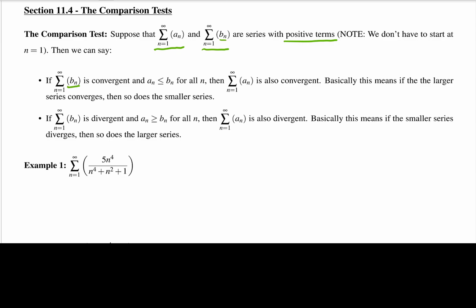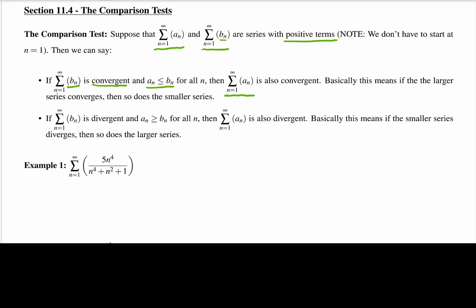If the series with b sub n is convergent, and a sub n is less than or equal to b sub n for all n, so that means for each term in a sub n, the corresponding term in b sub n is going to be equal to it or bigger. If we have these two things, then the series with a sub n is also going to be convergent. Basically, this just means if the larger series converges, then so does the smaller series.